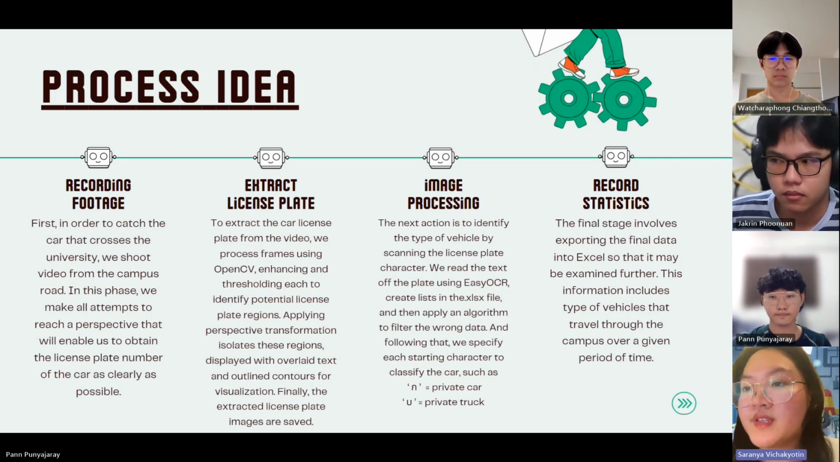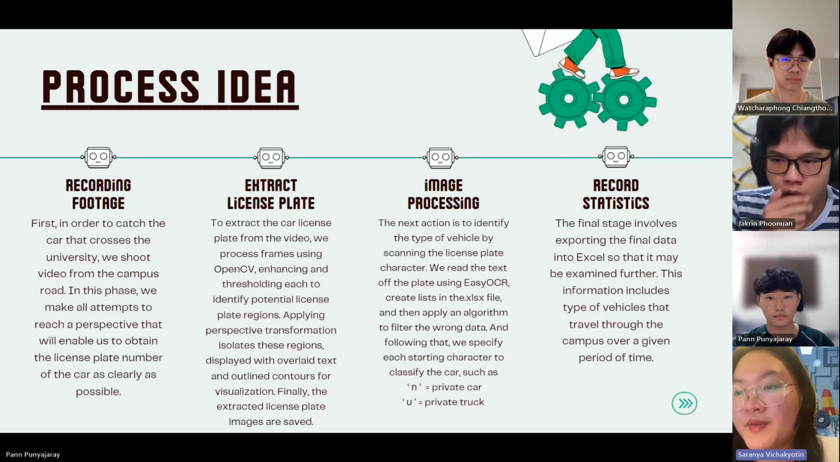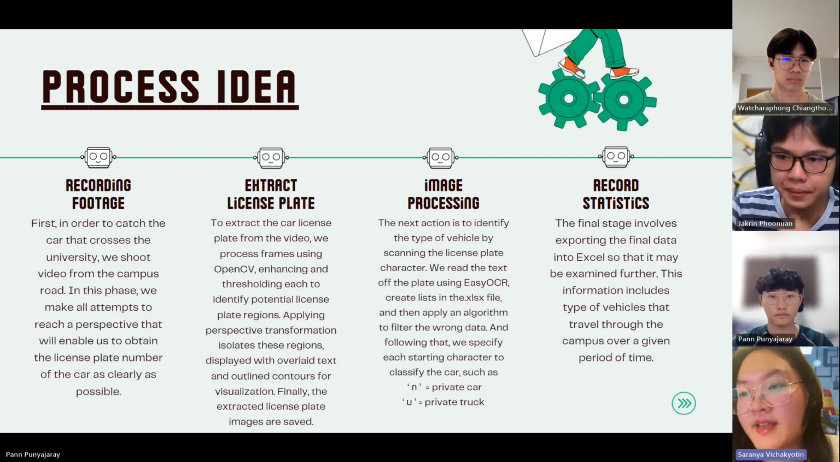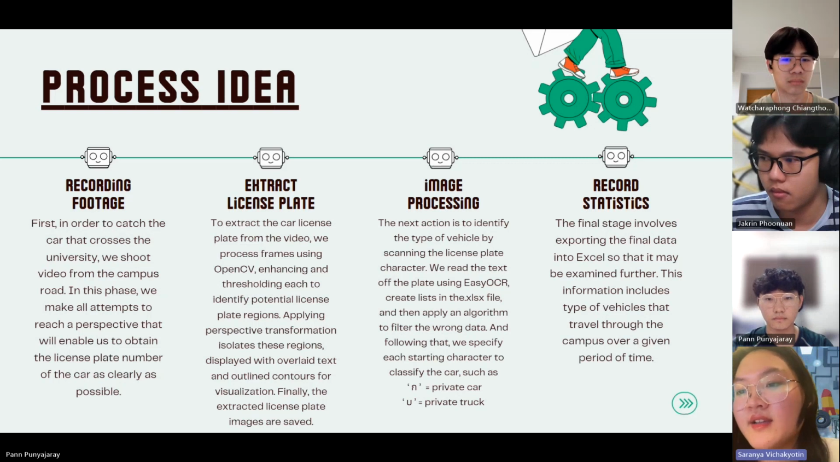The third step is image processing. To identify the type of vehicle by scanning the license plate characters, we read the text of the plate using EasyOCR and create lists in an XLSX file, and then apply an algorithm to filter the wrong data. And following that, we specify each starting character to classify the car.